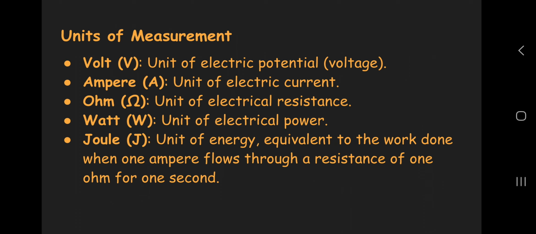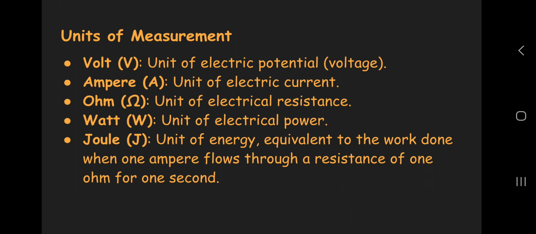These are a list of some units of measurement used in electricity. Volt, also known as V, is the unit of electrical potential or voltage. Ampere, also known as A, is the unit of electrical current. Ohm, also known as the omega sign, is the unit of electrical resistance.